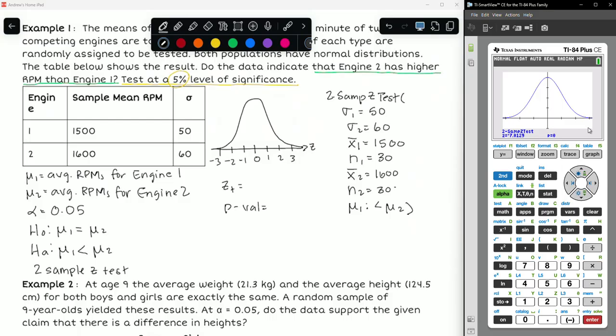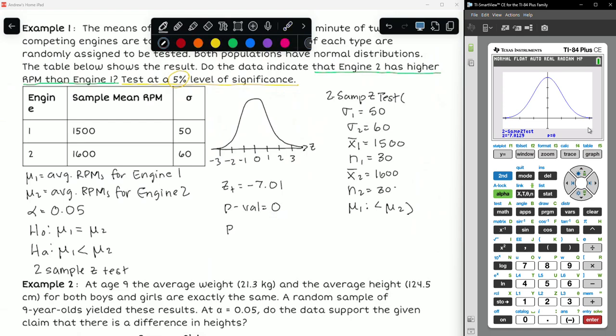And when I do this, I get a sample statistic of negative 7.01 rounded and a p-value that rounds to 0. That's telling me that I am so far out in this tail, it doesn't even fit in the picture I drew. And so the area in that tail is approximately 0.